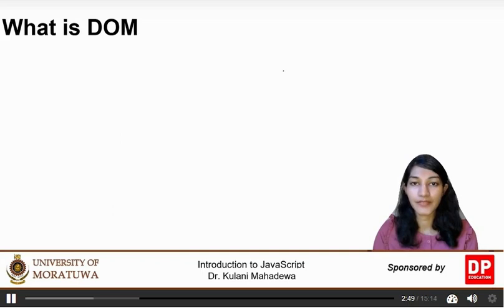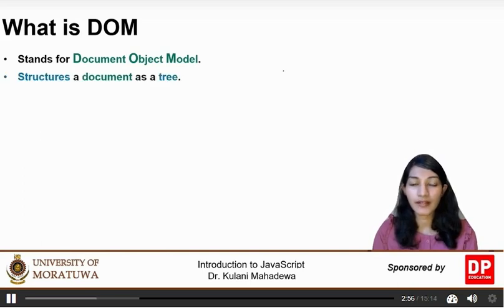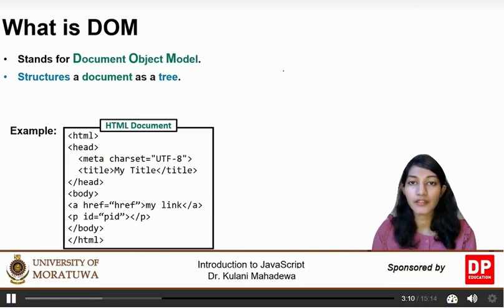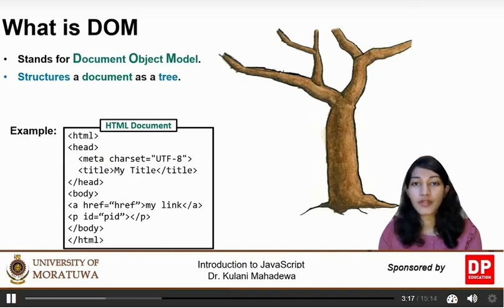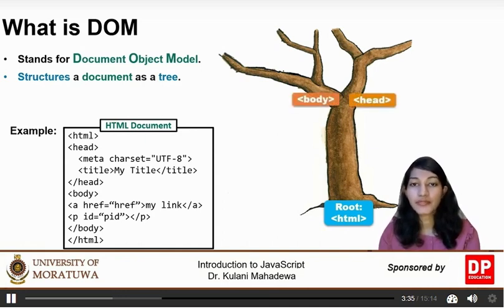So what is DOM? DOM stands for Document Object Model. It simply structures a document as a tree. What does that mean? A tree structure means it looks like a tree. Let's take a simple example to see how we can get the tree structure. The root node of the DOM tree is the HTML tag. It includes the complete HTML document. Within the HTML tags, we have head and body. In the DOM tree, they are the two main branches of the root node.